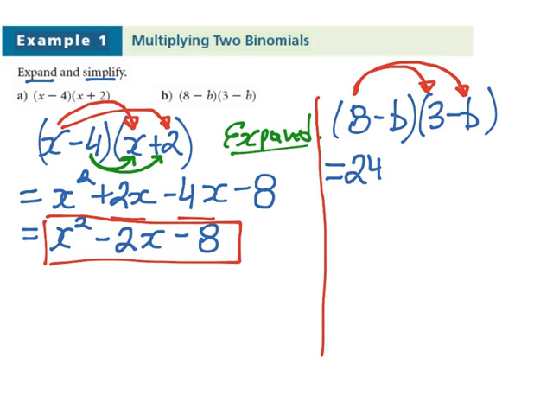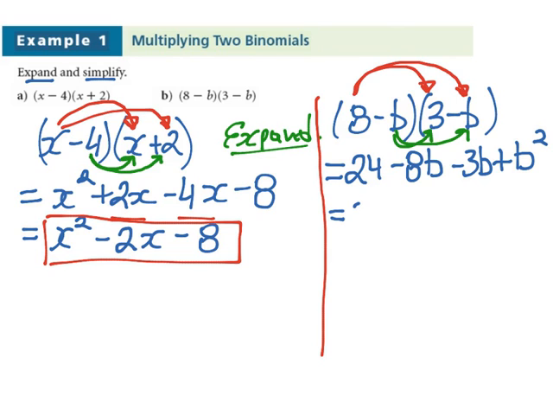And then we multiply 8 with negative b. This will give us negative 8b. Then we're going to multiply negative b with 3, which gives you negative 3b. And negative b, we're going to multiply with negative b. Negative times negative is a positive. And b times b is b squared, not 2b. So we just expanded again.